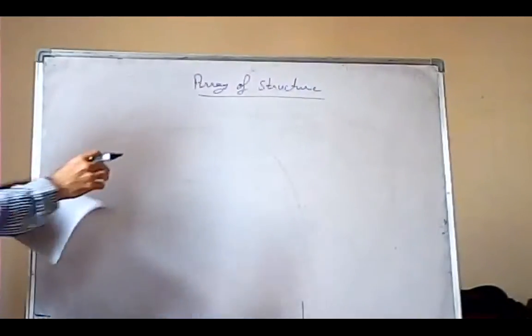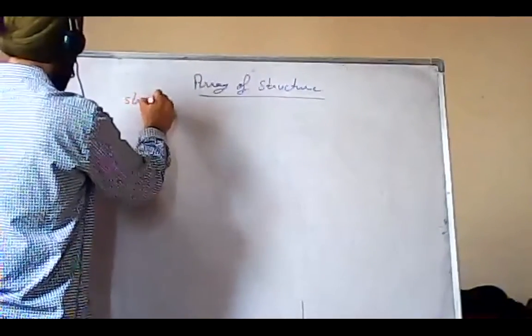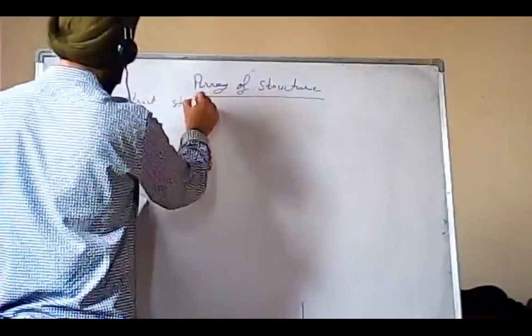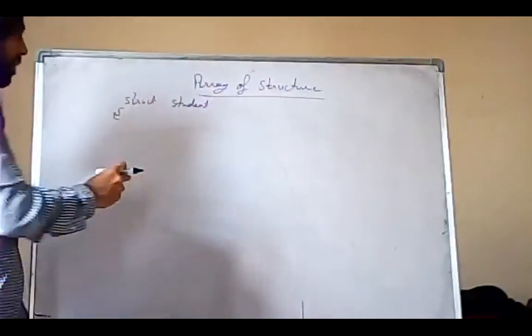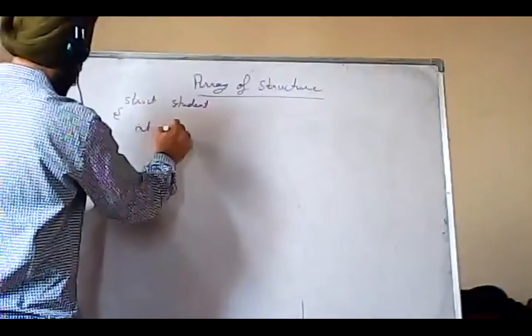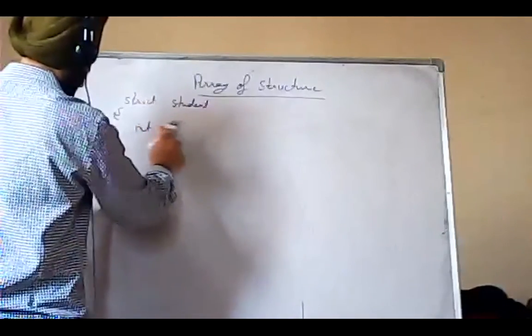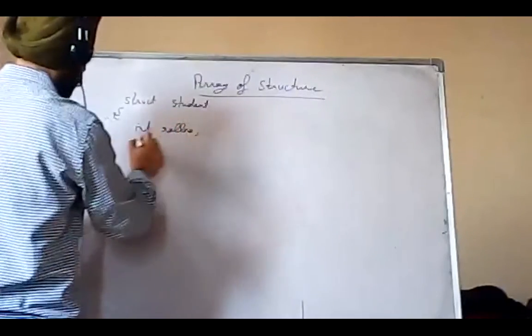That is array of structure. First, we have to create a structure. So here I'm just going to write struct as a keyword and the name of our structure is student. Then after that, I'm just declaring some variables. Suppose an integer type variable is roll number.